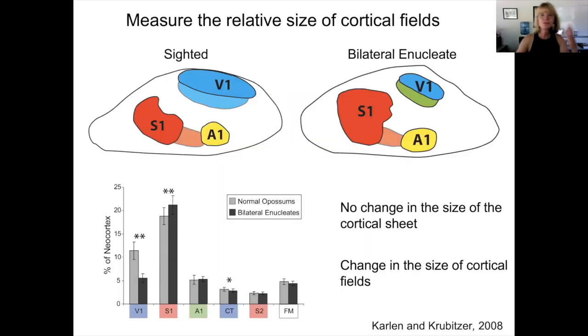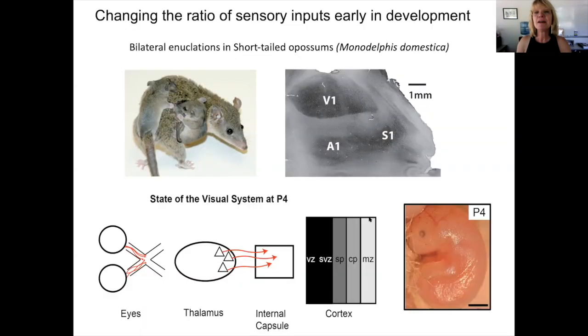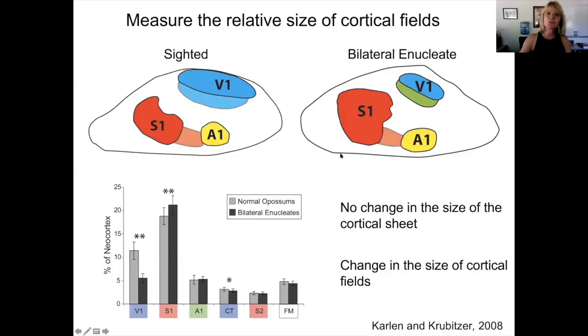Okay, so the first thing we did is we measured the size of cortical fields in these histologically processed tissues. So we ask, what is the relative size of S1 compared to V1 compared to A1 in these bilateral enucleated animals? What's really important is, first of all, there's no change in the overall size of the cortical sheet in bilateral enucleates compared to sighted animals.